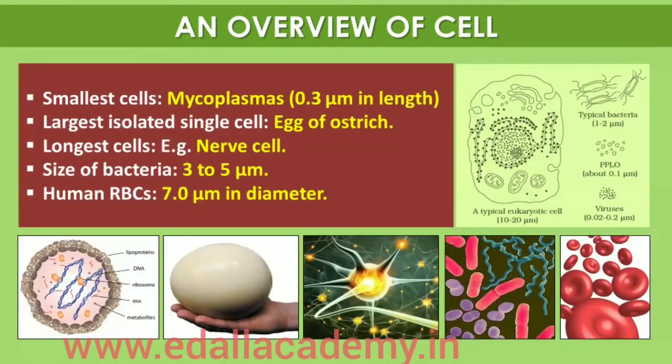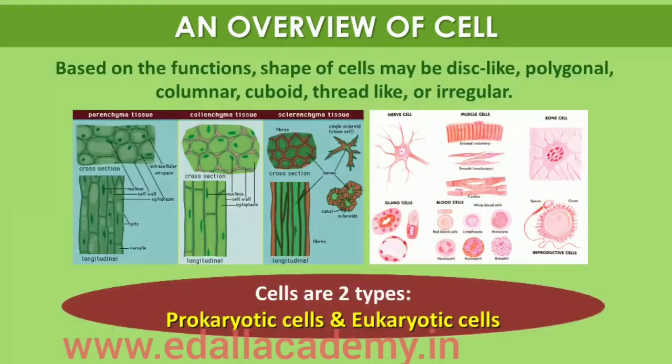Cells differ greatly in size, shape and activities. For example, mycoplasmas, the smallest cells, are only 0.3 micrometers in length while bacteria could be 3 to 5 micrometers. The largest isolated single cell is the egg of an ostrich. Among multicellular organisms, human red blood cells are about 7.0 micrometers in diameter. Nerve cells are some of the longest cells. Cells also vary greatly in their shape. They may be disc-like, polygonal, columnar, cuboid, thread-like, or even irregular. The shape of the cell may vary with the function they perform.